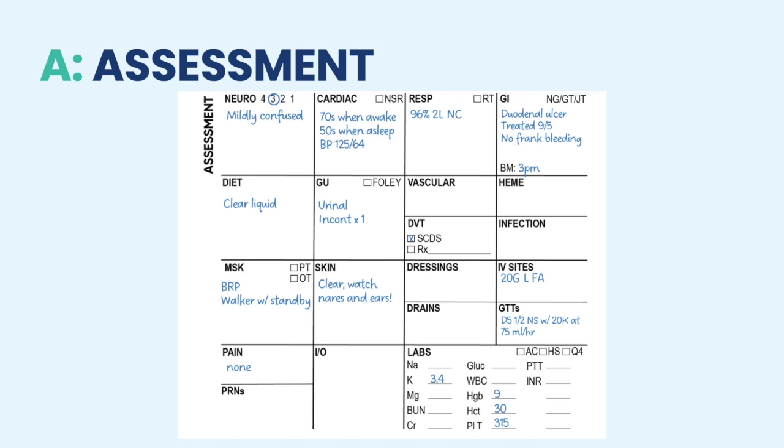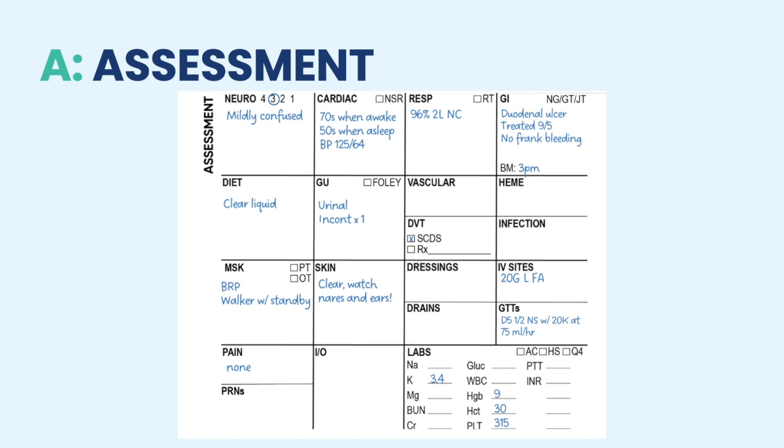As for his cardiac system, his heart rate is in the 70s when he's awake, but it's in the 50s when he's asleep. By knowing that that's normal for him, I'm not going to be really concerned about it when it happens later on my shift if he falls asleep. And then I like to keep track of what his baseline blood pressure is. His respiratory status, he's 96% on 2 liters nasal cannula.